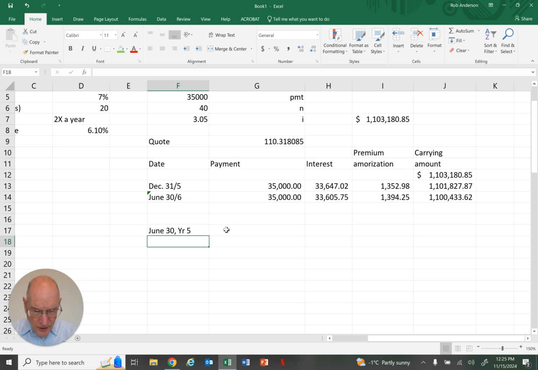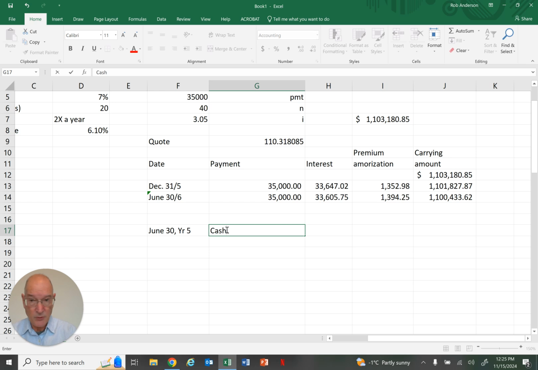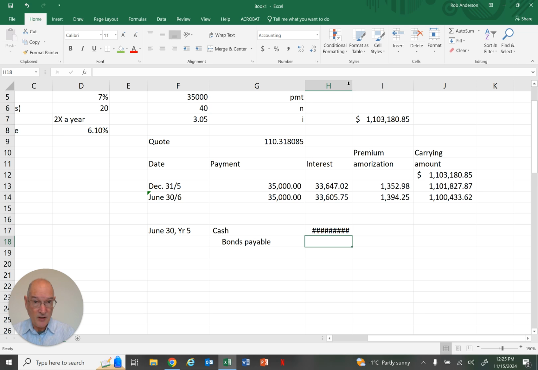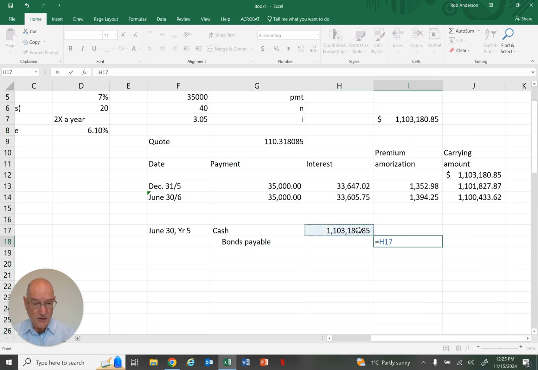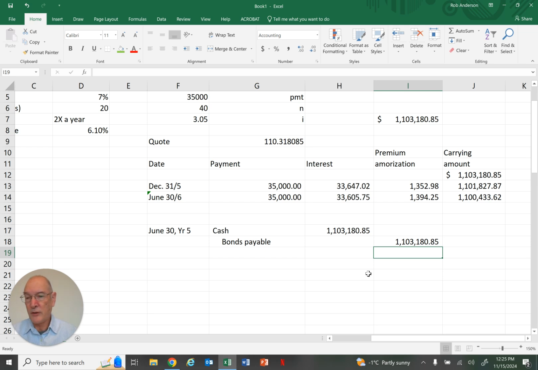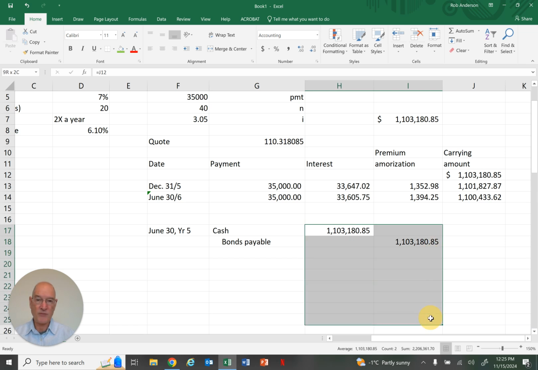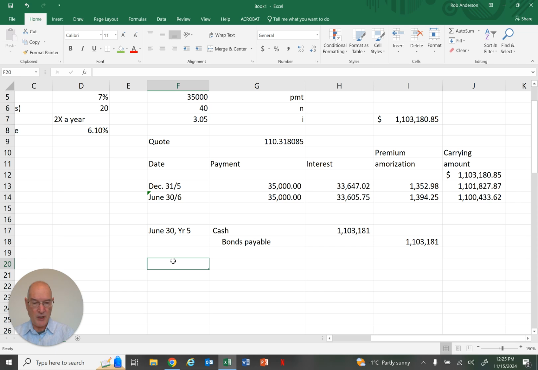So we're going to start with cash, because we got cash, and we have a credit to bonds payable, and the amount is our issue price. Let's make sure this fits. So there it is. Now, what we can do most times in school is we can often round this off to the nearest dollar, and that's just to save us writing all the cents all the time. So I'm going to do that here. We're allowed to round this off to the nearest dollar, and there we go. So along comes December 31, and this is our first interest payment.